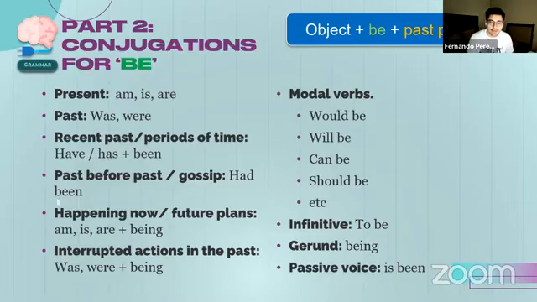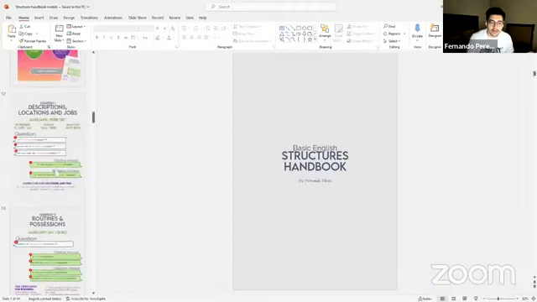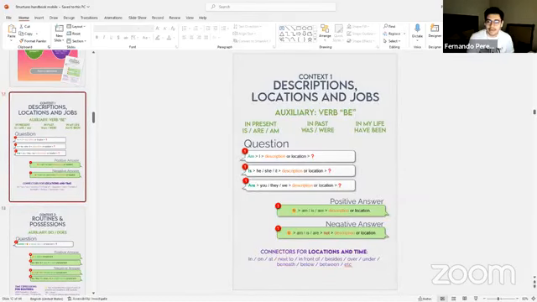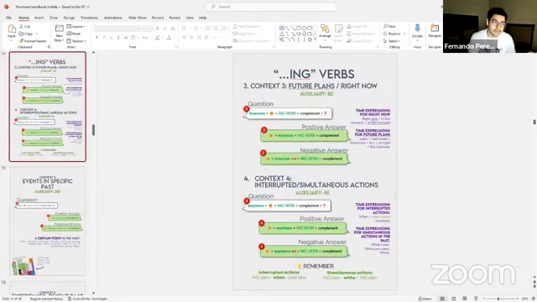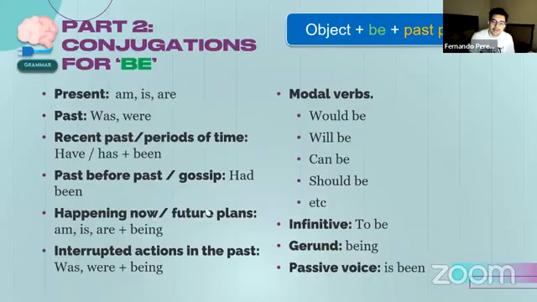This is what we have over here. Context number 1, descriptions in present, in past, or in my life. ING, we use also verb to be plus ING, you know? And this is also here. Happening now, or future plans, we use the verb am, is, are, and then the verb in ING. You see?